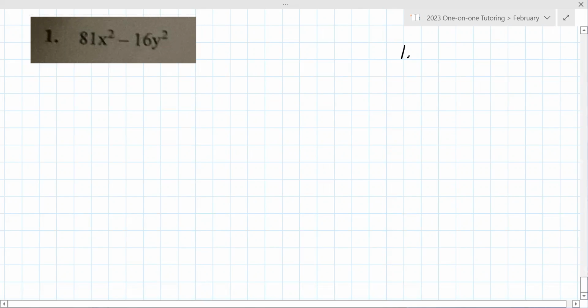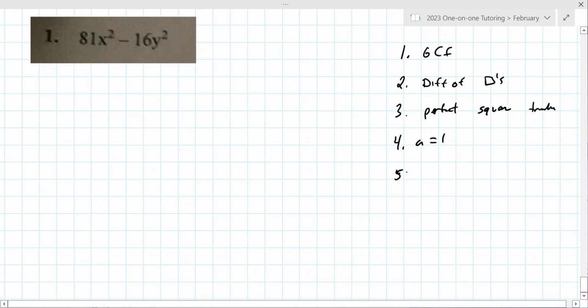As a reminder here: greatest common factor, and some of them could have more than one, by the way. Difference of squares, perfect square trinomial, a equals 1, and then the last one we did was a not equal to 1, which was a grouping problem.